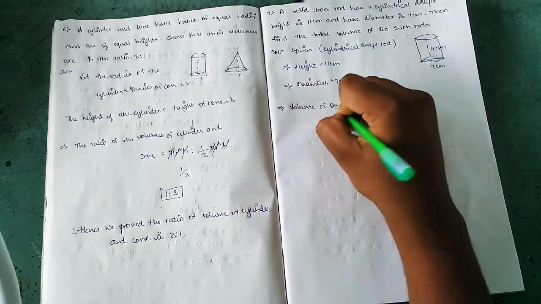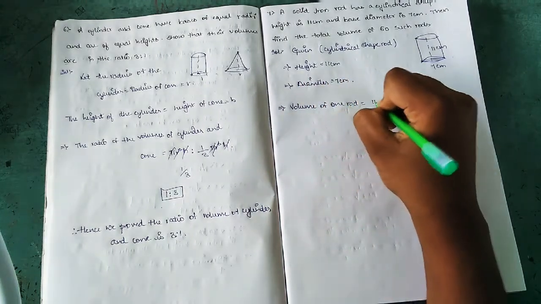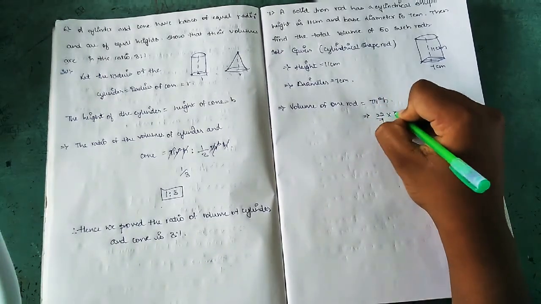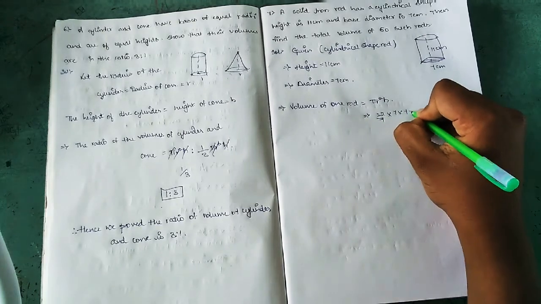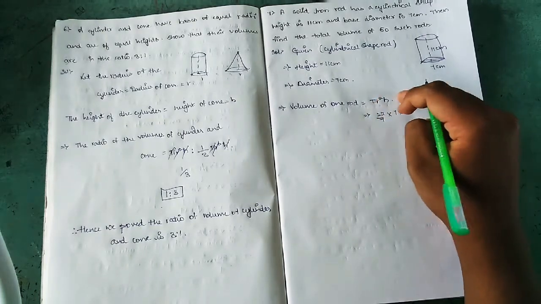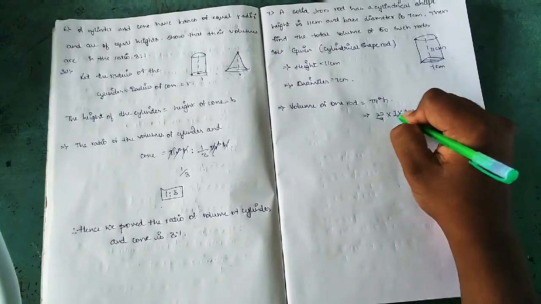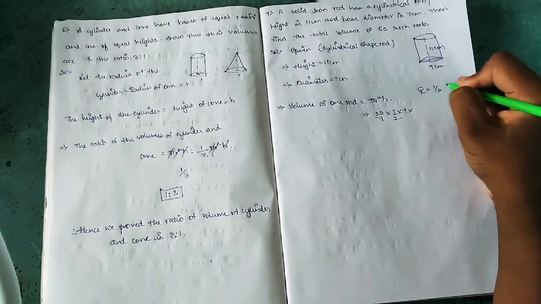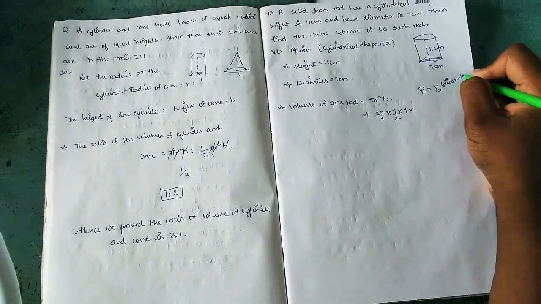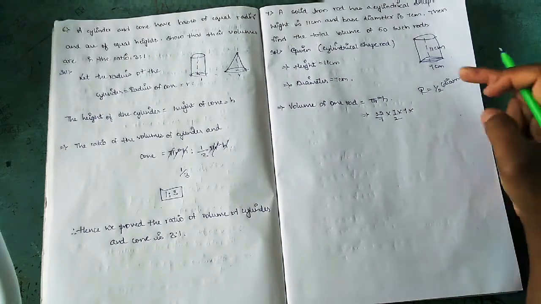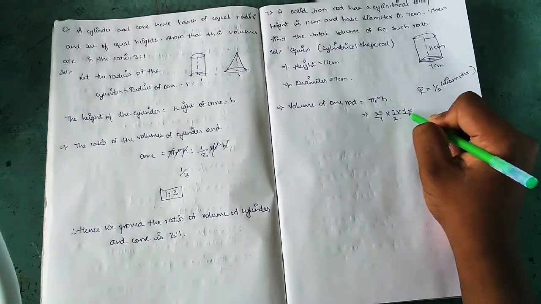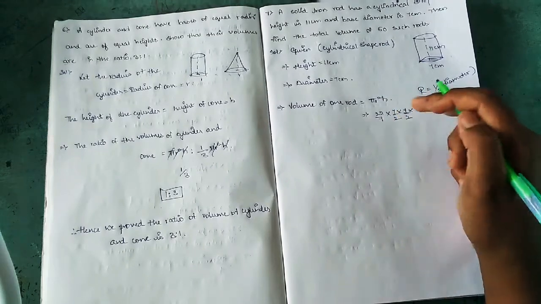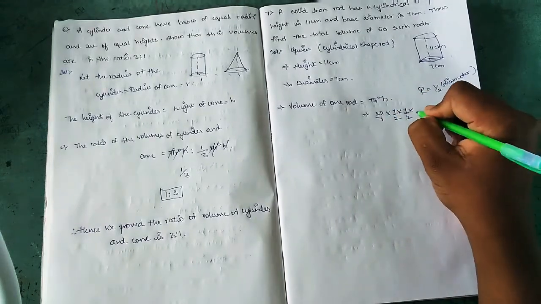Volume of one rod is equal to pi r square h. Pi means 22/7, into radius squared. Radius means half of the diameter, we have learnt this in previous classes. So radius is 7 by 2. We'll write 7 by 2 and 7 by 2, into the height, which is 11.